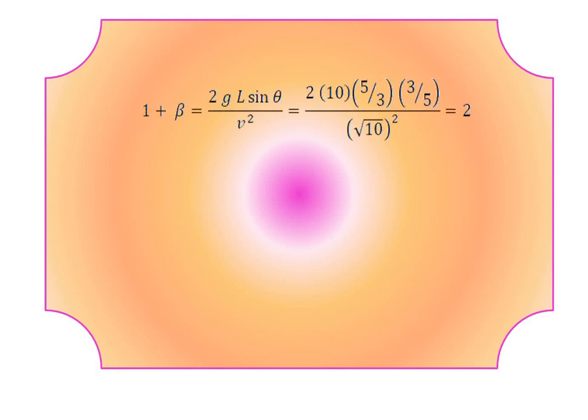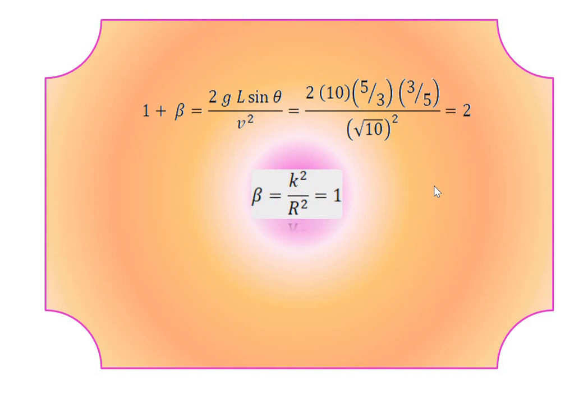Taking the 1 plus β term outside, we get 1 plus β is equal to 2gL sin θ divided by V². Putting the values of g, L, sin θ and V², we get 2 into 10 into 5/3 into 3/5 divided by (√10) squared. With simple mathematics, we get 1 plus β is equal to 2.